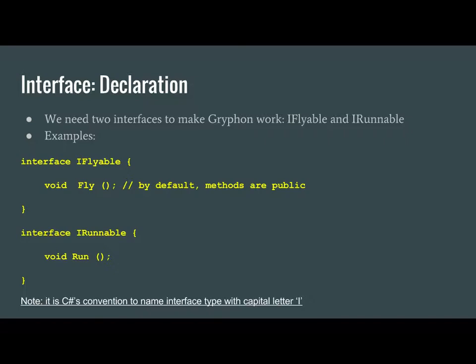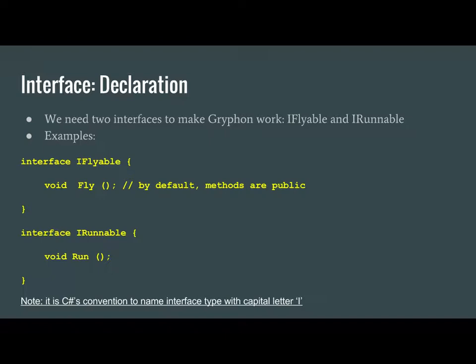And note that for C#, when you define an interface, you must have a capital letter I in the front. So there will be two capitalized letters in the interface name. Both I and R are capitalized, and both I and F are capitalized.